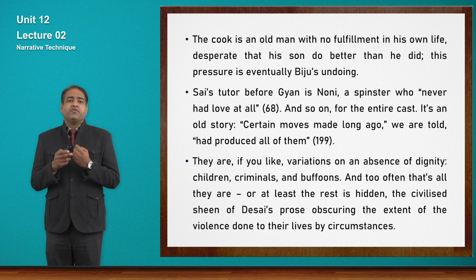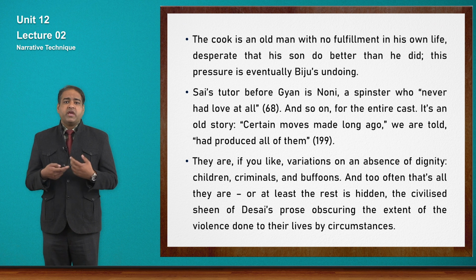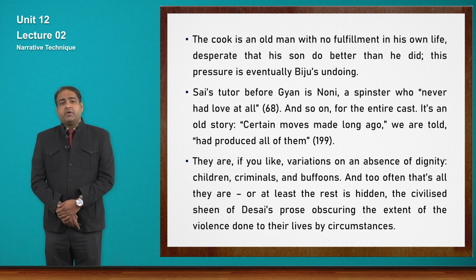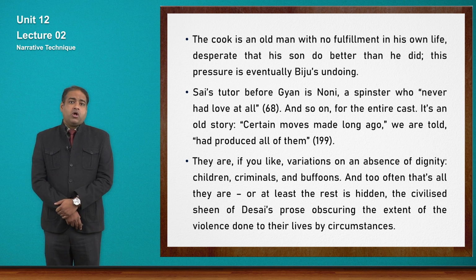We had a variety of characters in the story. We had children, we had criminals, we had buffoons, we had revolutionaries, we have poor people, we have rich people, etc. But all of them are behaving in an unnatural manner. All of them are behaving in a negative manner. All the minds are very complex, they are not smooth.